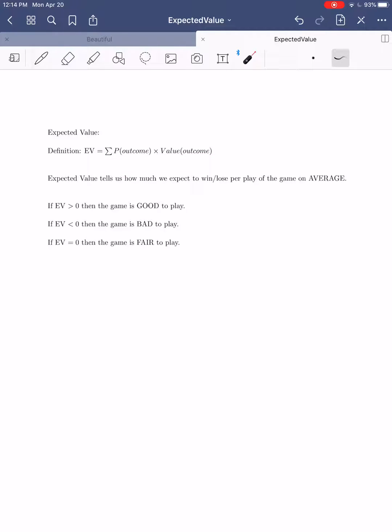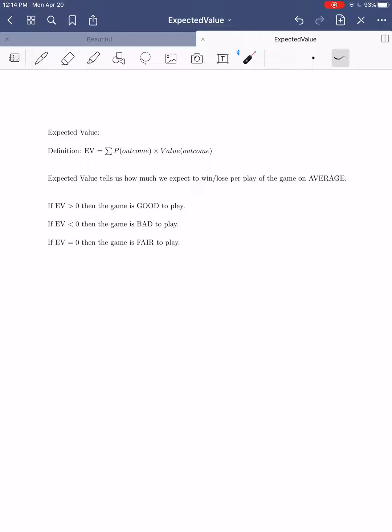How do you interpret expected value, or what does it really mean? Well, expected value tells us how much we expect to win or lose per play of the game on average. And again, that mention of on average is so important because that expected value isn't going to be what happens on a single play of the game. It's what we expect to happen on average as we play this game many, many times.